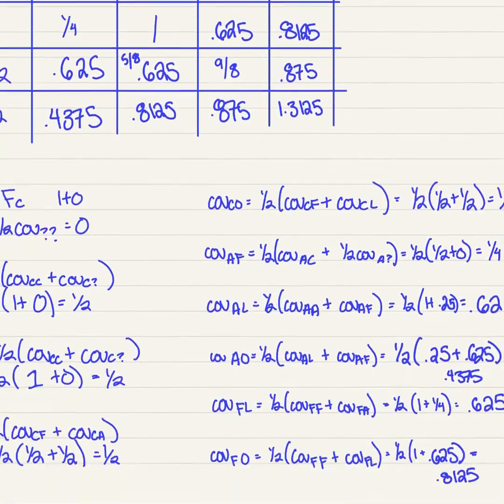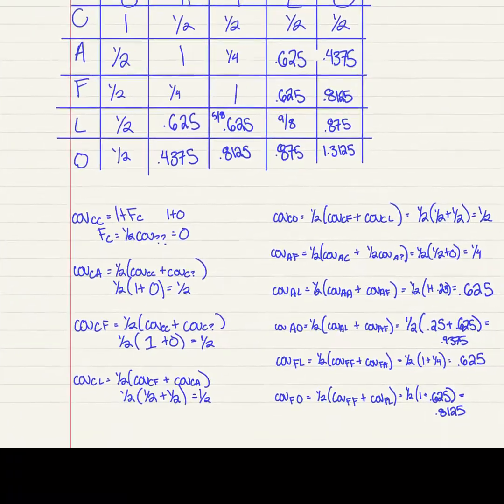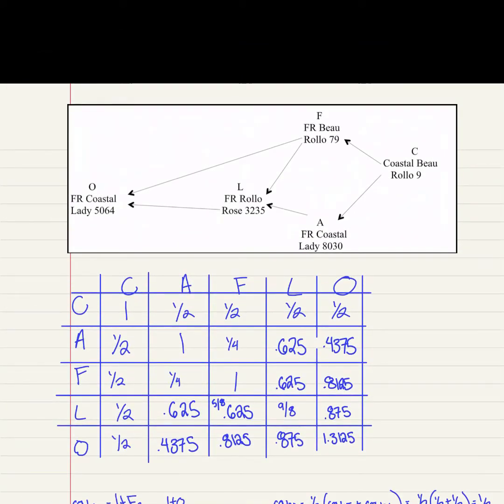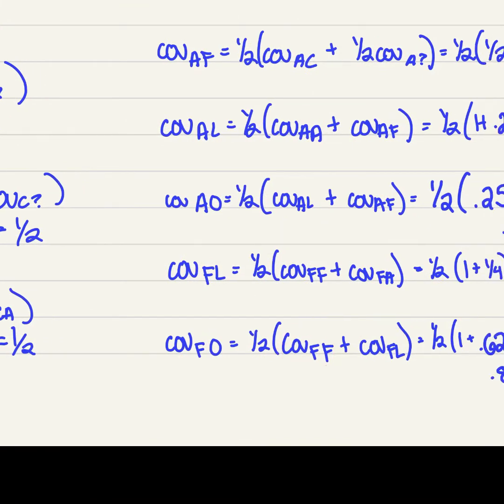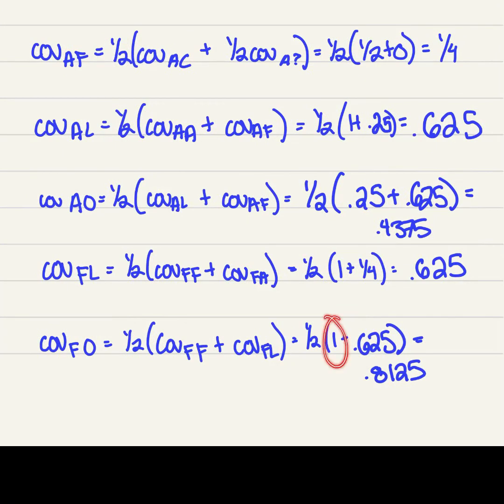And then last in that column is F with O. Let's look at O's parents. O's parents are F and L. So the covariance between F and O is going to be half the covariance of F with itself and F and L, which is half times 1 plus 0.625, which we had just calculated, which is equal to 0.8125.